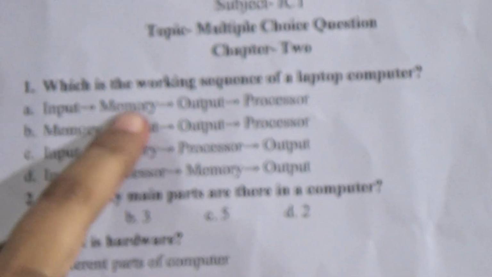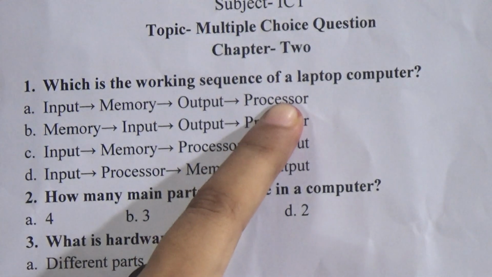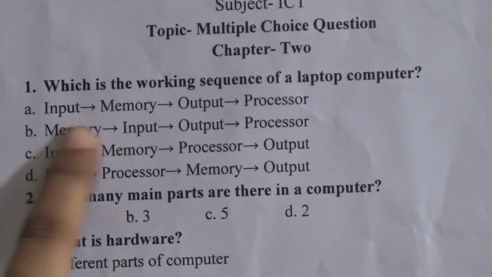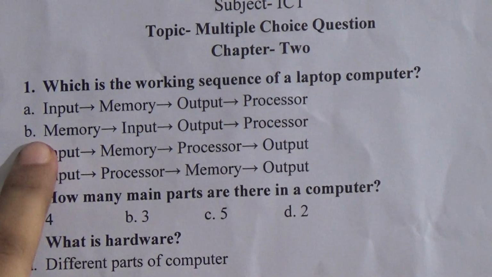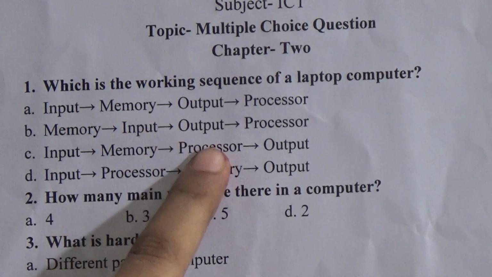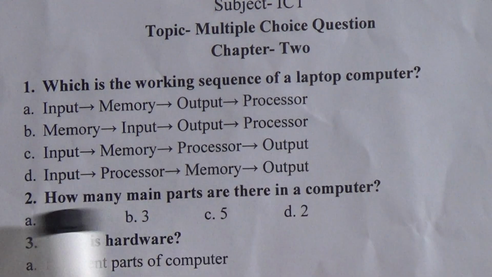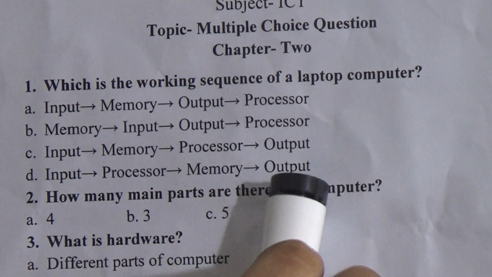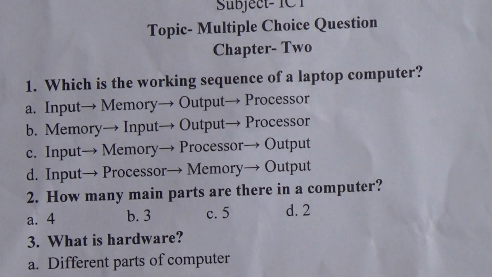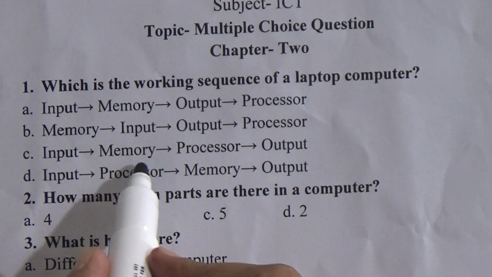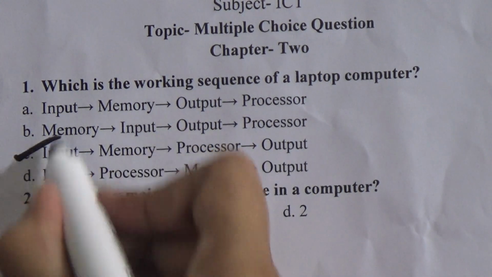Topic multiple choice question, chapter 2. 1. Which is the working sequence of a laptop computer? A. Input, memory, output, processor. B. Memory, input, output, processor. C. Input, memory, processor, output, and D. Input, processor, memory, output. Which one is correct? So student, number C, input, memory, processor and output, it will be correct answer.